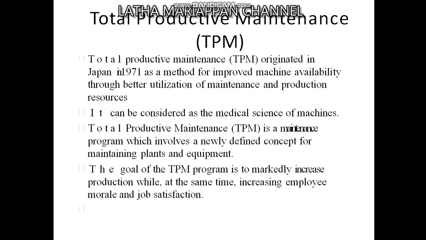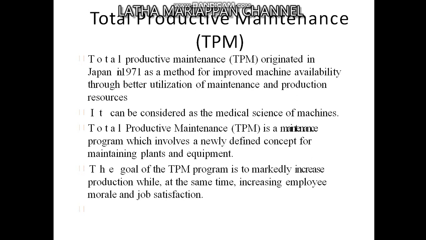So the next topic is total productive maintenance, that is called TPM. It originated in Japan in the year 1971 as a method for improved machine availability through better utilization of maintenance and production resources. It can be considered the medical science of machines. Total productive maintenance is a maintenance program which involves a newly defined concept for maintaining plants and equipments.